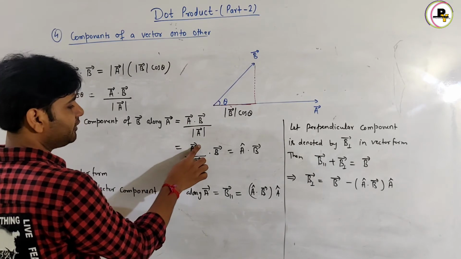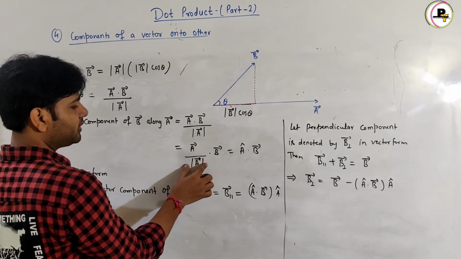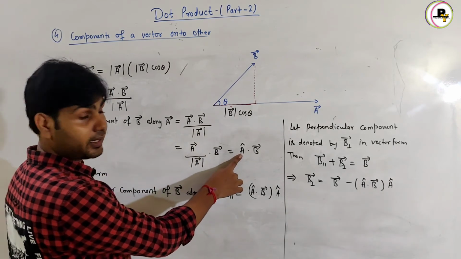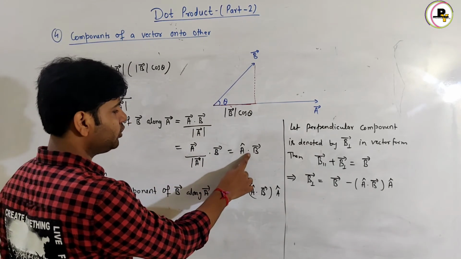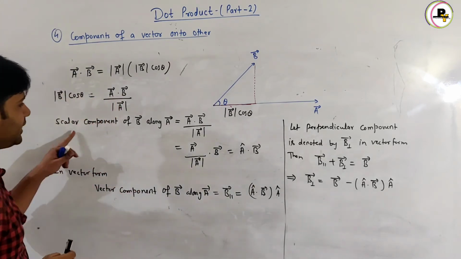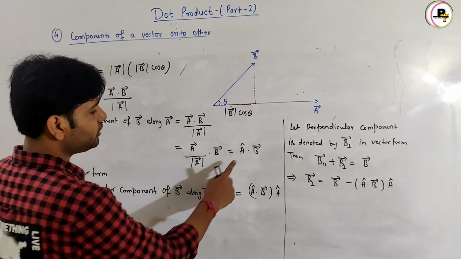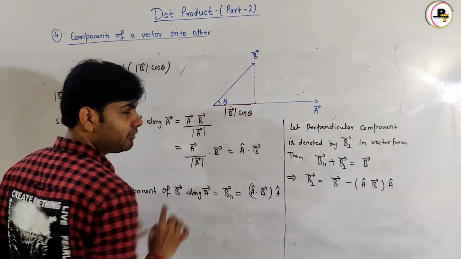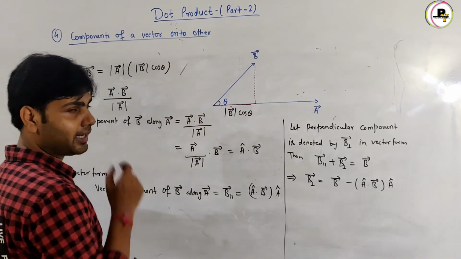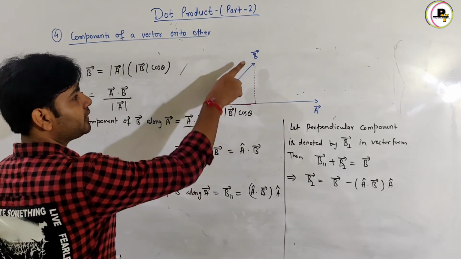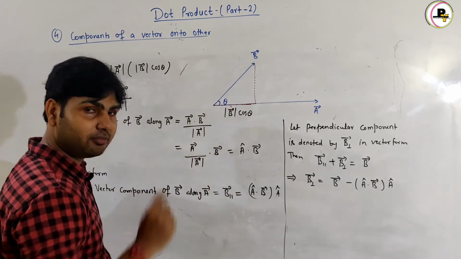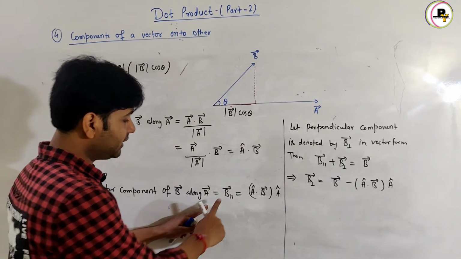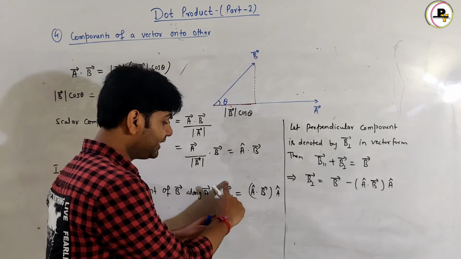Or I can write here A vector upon mod of A vector into B vector. A vector upon mod of A vector is called A cap, that is the unit vector A cap, and dot B vector. So the scalar component of B vector along A vector is equal to A cap dot B vector. This component is along A vector in magnitude form, it is not in direction form. So in order to find the component of B vector along A vector in vector form, I can write here the vector component of B vector along A vector, that is also denoted by B parallel vector.